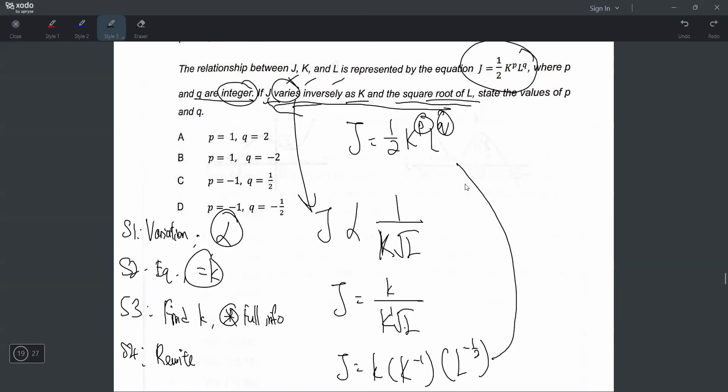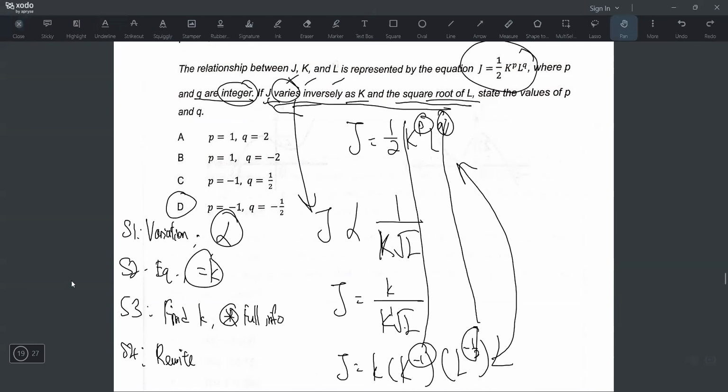Now, compare this with this. So you can see the negative 1 is P, the Q is negative 1 over 2. So D is the answer. Yeah, basically you just banding saja lah. That's it.